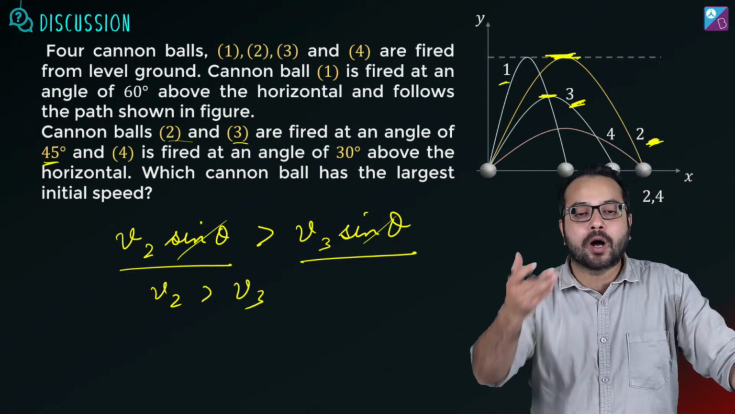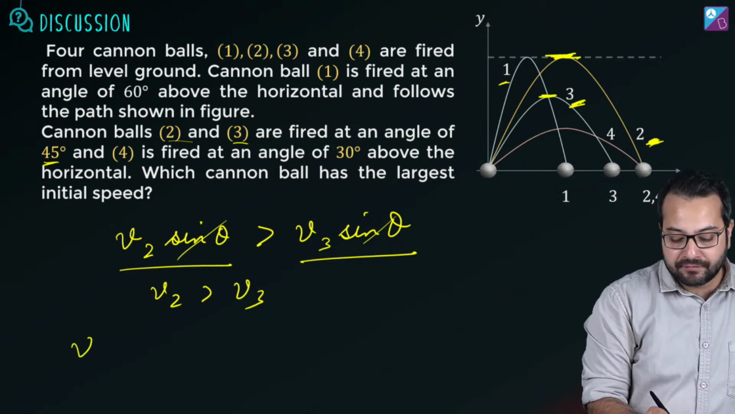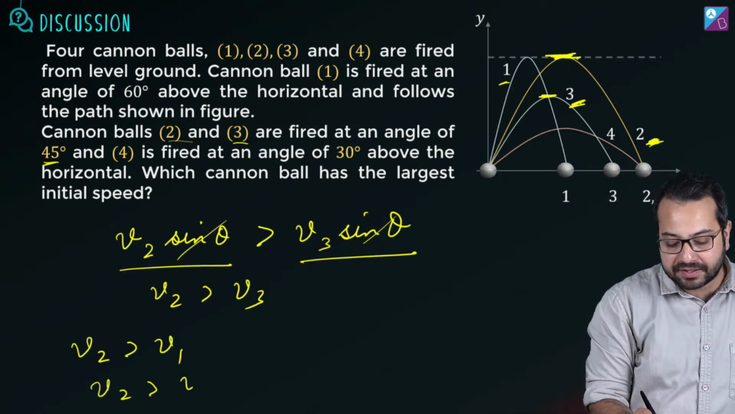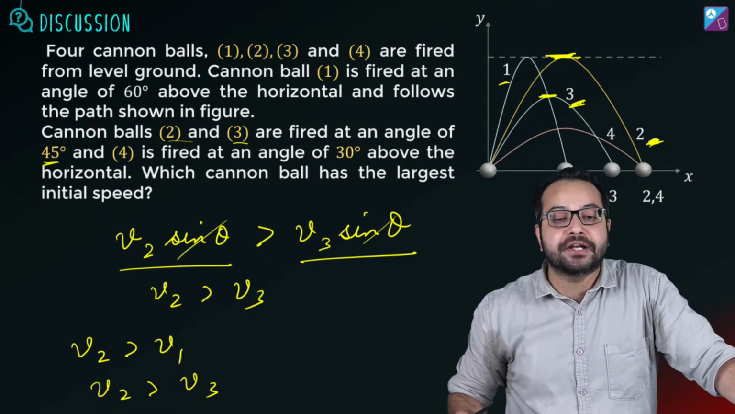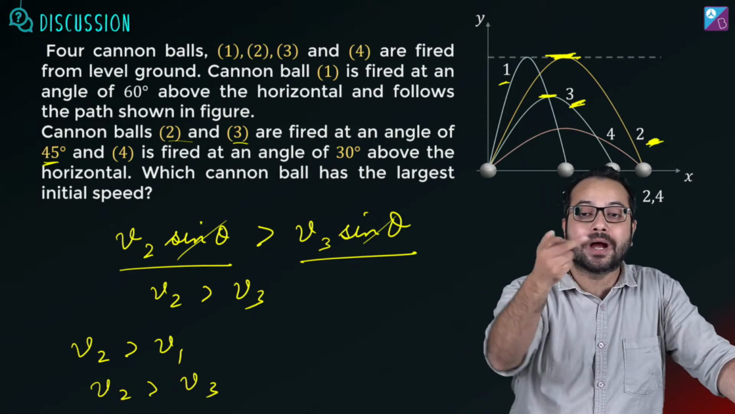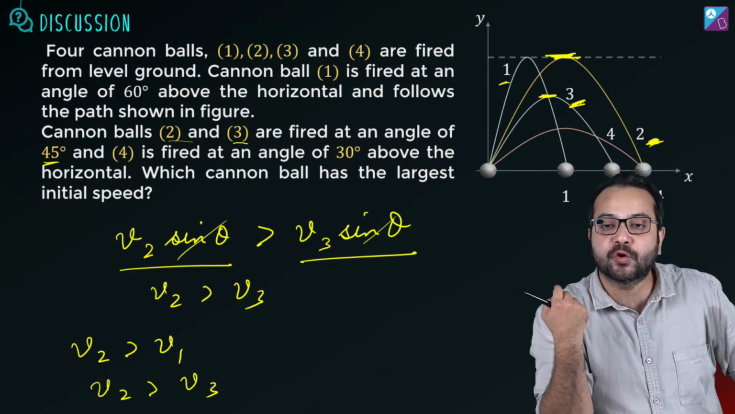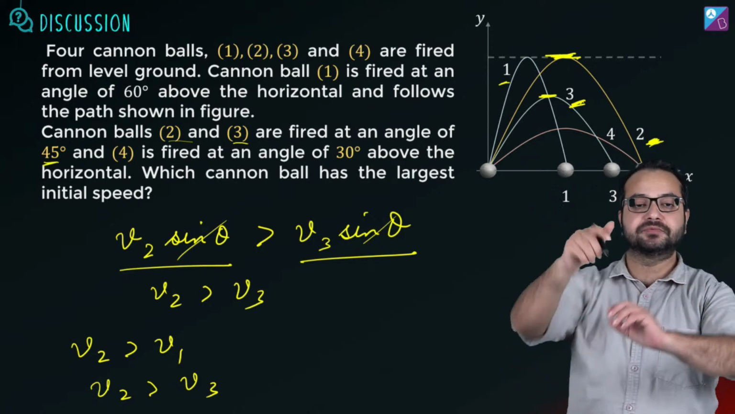So who is the winner so far? v2 is greater than v1 also, and v2 is greater than v3 also. So now what do we need to compare? We need to compare 2 and 4. Correct? Now only that is left. We have to compare 2 and 4 to figure out which one is greater. Do you agree?